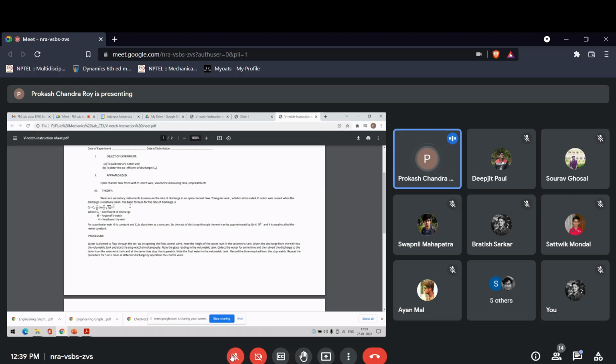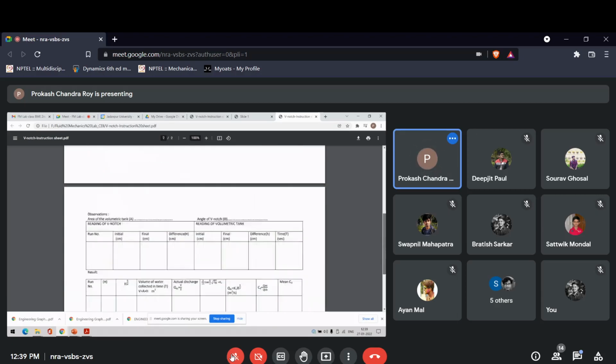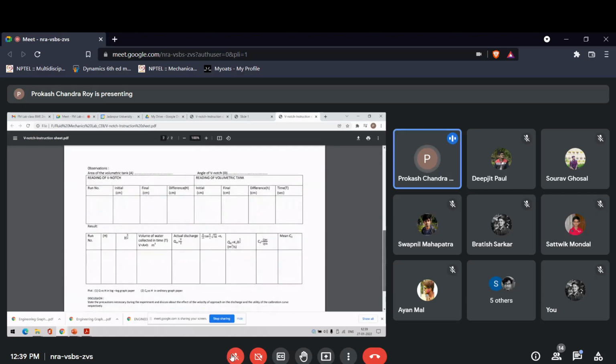That derivation I have shown to you. So this is the observation table. This is the reading of the V-notch. We will get the number of runs, say 5 or 6 runs. There will be an initial, that is the location of the crest. Then the final. Final minus initial, you will get the difference, and that is capital H.